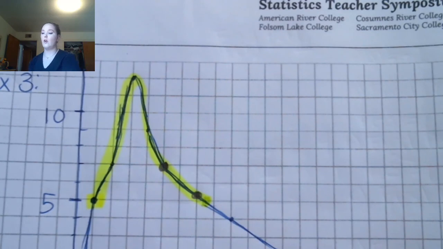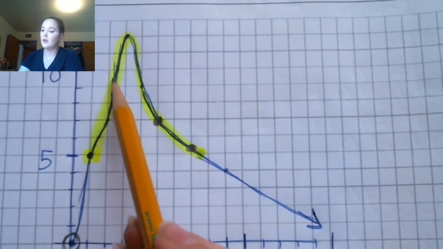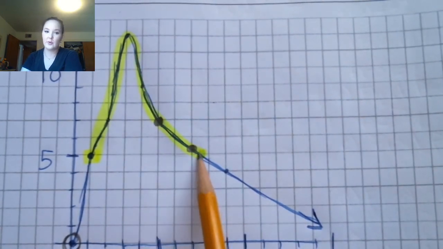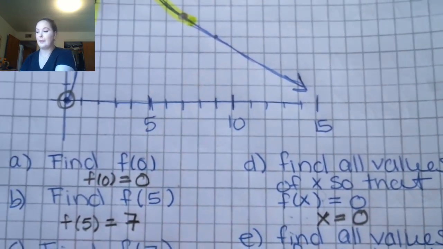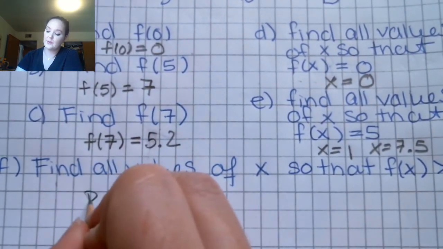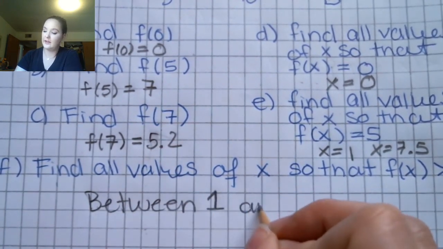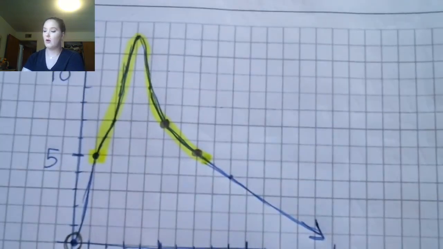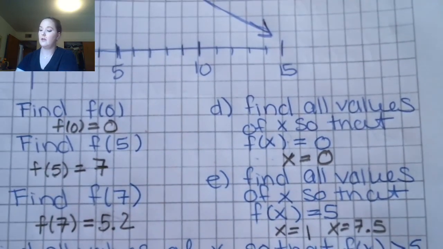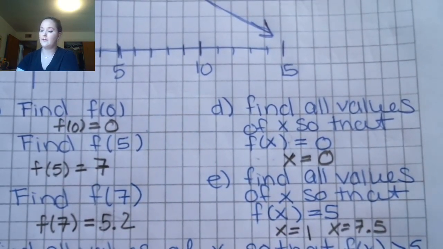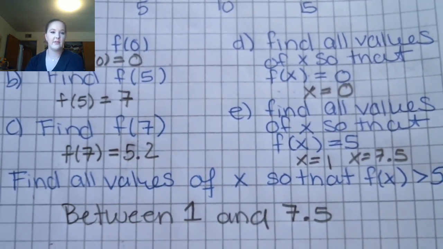Now we're going to give all the corresponding x values. So the x values start here and they continue all the way to this point. So they're starting here at 1. So we would say between 1 and, okay, and then they're going to go all the way out to this value, which we said was 7.5. Okay, so those values would be between 1 and 7.5.